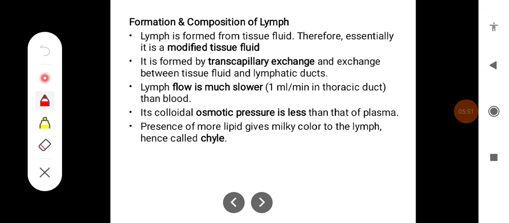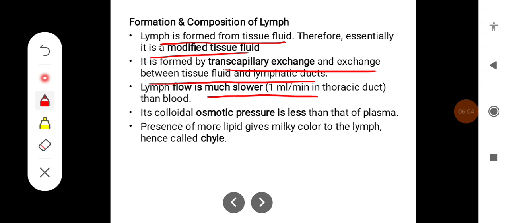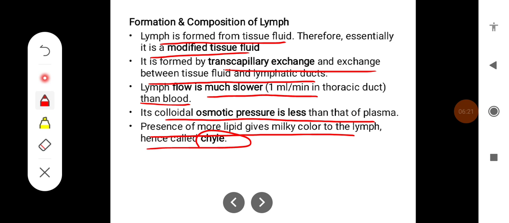The lymph is formed from the tissue fluid. Therefore, essentially, it is modified tissue fluid. It is formed by transcapillary exchange and exchange between tissue fluid and lymphatic ducts. Lymph flow is much slower in the thoracic duct, that is 1 ml per minute, than the blood. Its colloidal osmotic pressure is less than that of plasma. Presence of more lipids gives a milky color to the lymph, and hence it is called chyle.